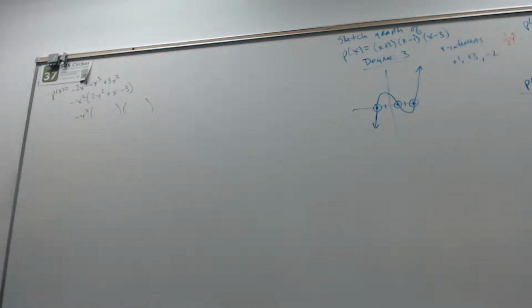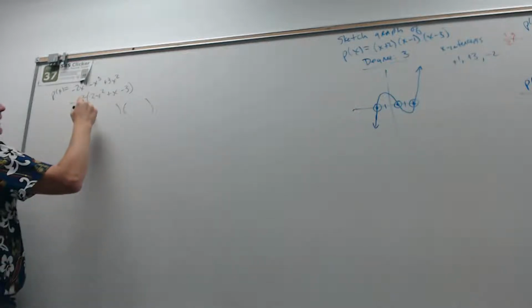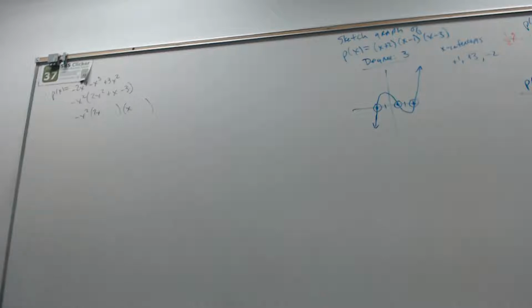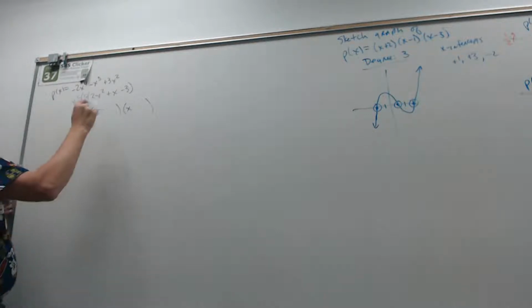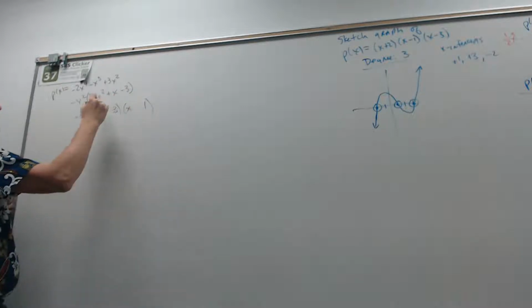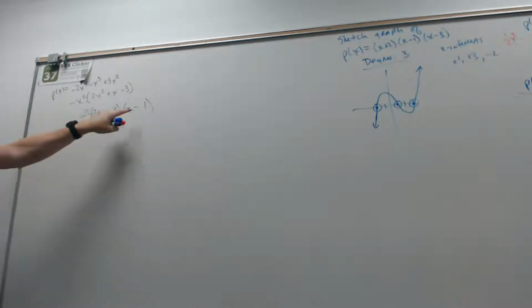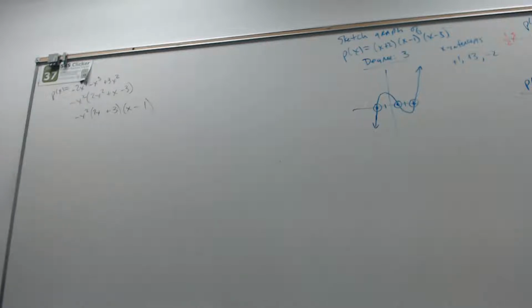Factors of 2x squared are 2x and x. And then you have plus 3 and minus 1. Let's double check. Plus 3 times x minus 2x is plus x. Plus times a negative is a negative. Perfect. Okay. So, what's your end behavior?